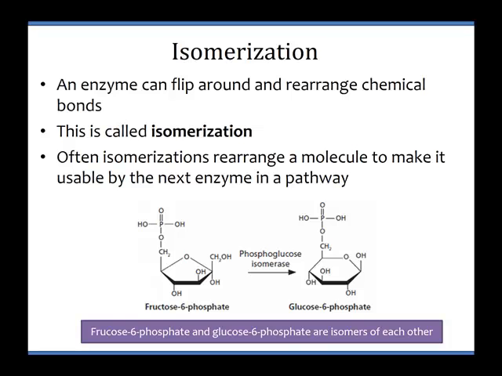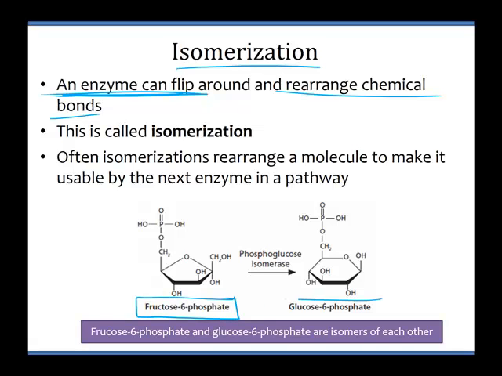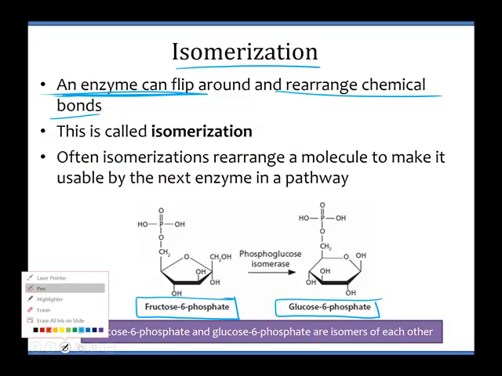So our last type of chemical reaction that we're going to look at, this is the easiest one. This is called isomerization. And remember, in chemistry, an isomer is simply a molecule that has the same number and type of atoms, but a different arrangement of those atoms. One of the cool things that enzymes can do is flip around those bonds, rearrange the chemical bonds, and make one molecule into an isomer of itself. So here we have a molecule called fructose 6-phosphate. We are converting fructose 6-phosphate into glucose 6-phosphate. And I know these words are scary.